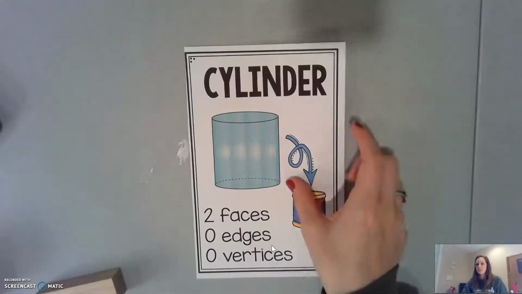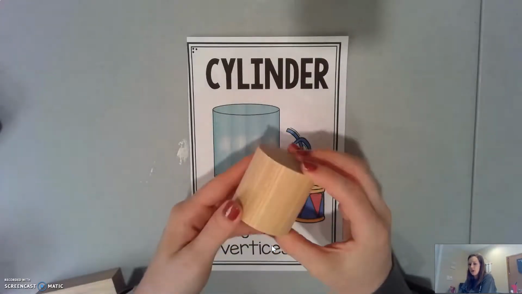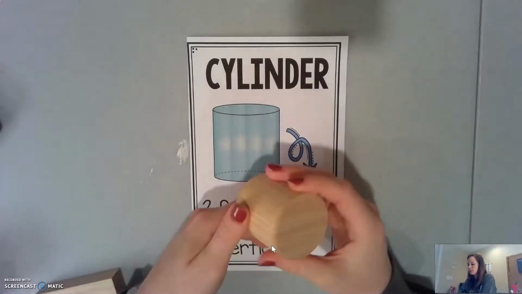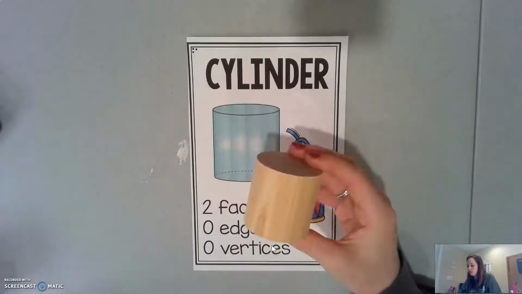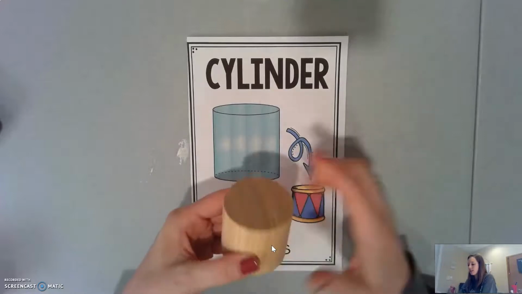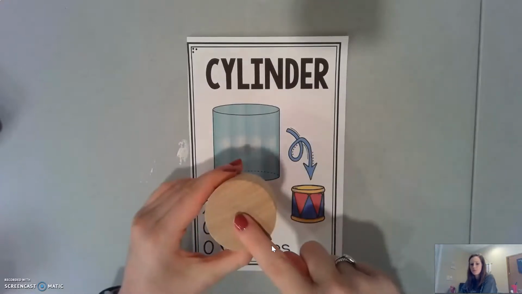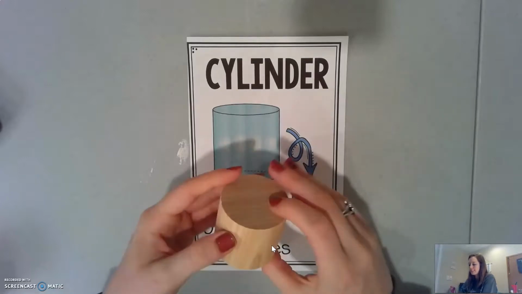And last but not least, we have our cylinder. It looks kind of like a drum. So we can see that it has no points. It does not have any vertices, and it just has 2 faces. 1, 2. So this is a cylinder.